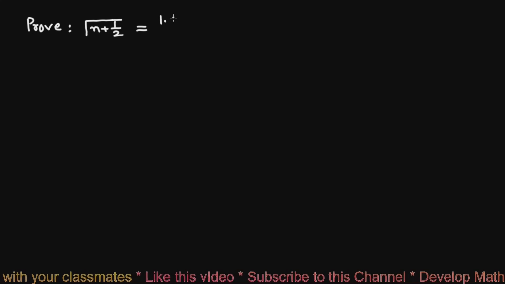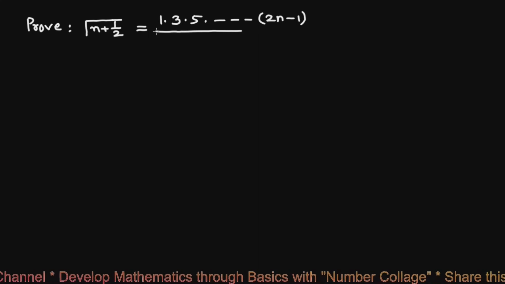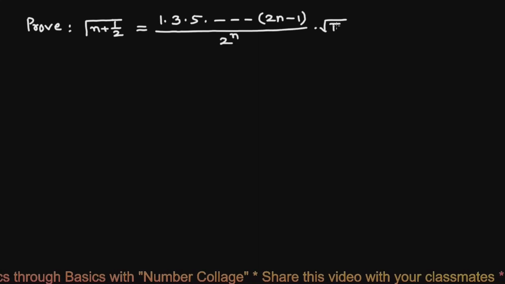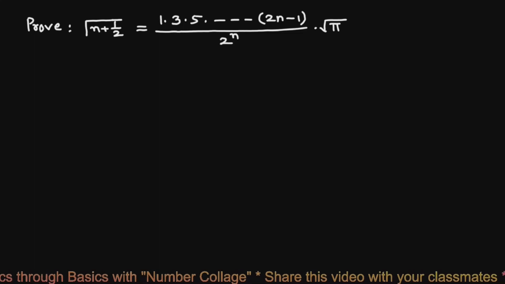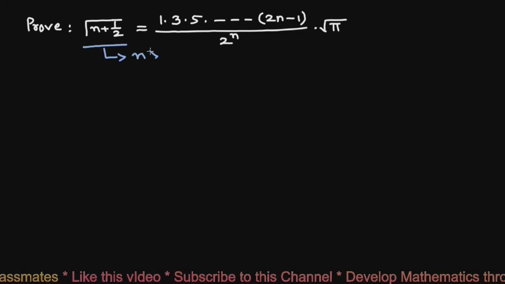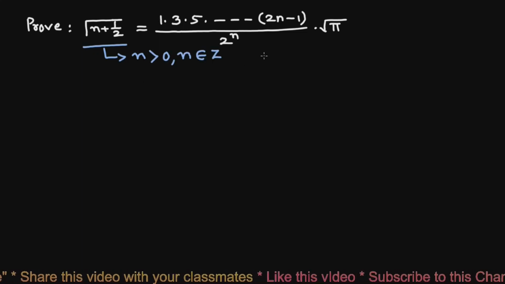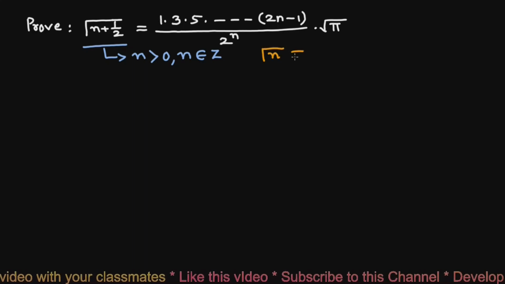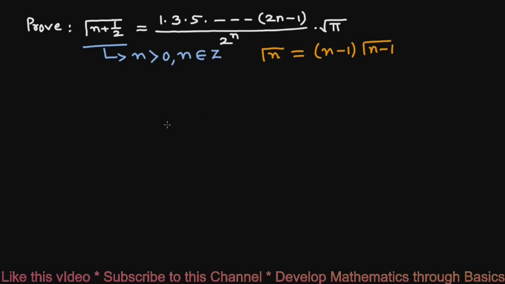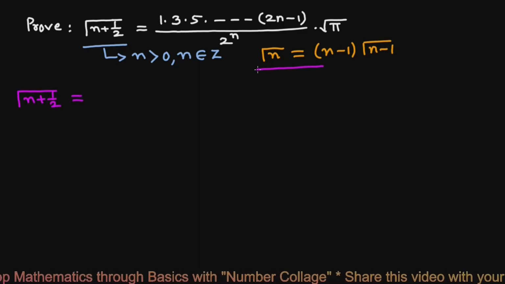In the first problem, we have to prove that gamma n plus half is 1 into 3 into 5 into so and so forth 2n minus 1 upon 2 raised to n into square root of pi. Before we prove this, let us first understand that in the expansion of gamma n plus half, n is a positive integer only. Next, we also have to use the property of gamma function that gamma n equals n minus 1 gamma n minus 1.